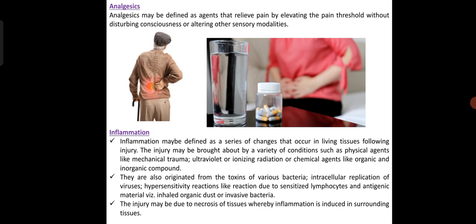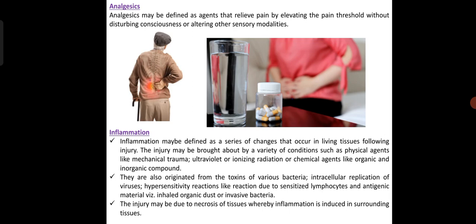So the next point is inflammation. Inflammation may be defined as a series of changes that occur in living tissues following injury. The injury may be brought about by a variety of conditions such as physical agents like mechanical trauma, ultraviolet or ionizing radiation, or chemical agents like organic and inorganic compounds.